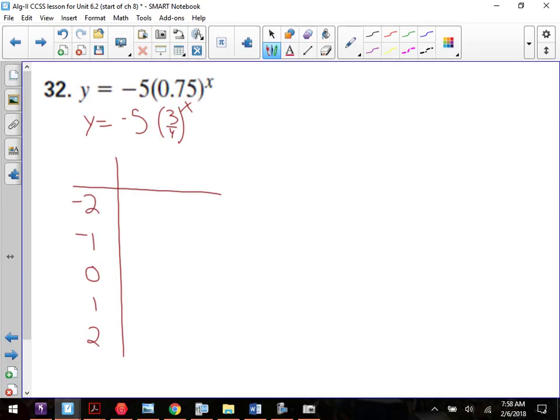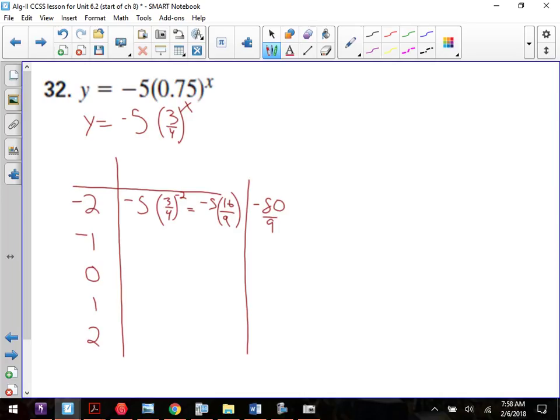So if I substitute through, I'm going to get -5 times 3/4 to the -2. Well, that means it's -5 times 16 divided by 9. You flip it and go. So you get -80 over 9, so you get the idea that -80 divided by 9 is just about -9.